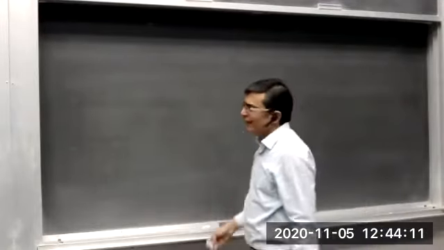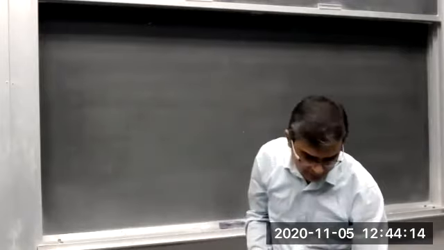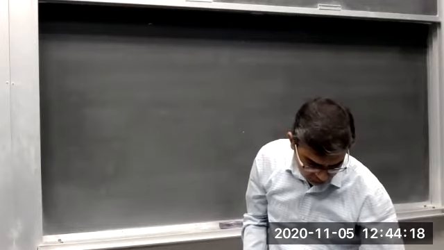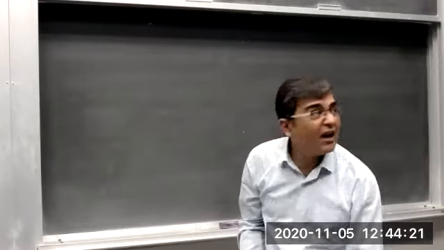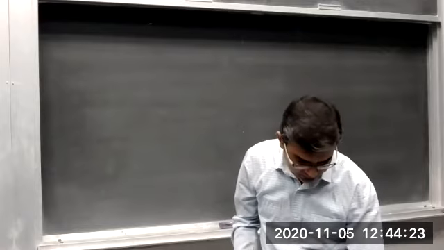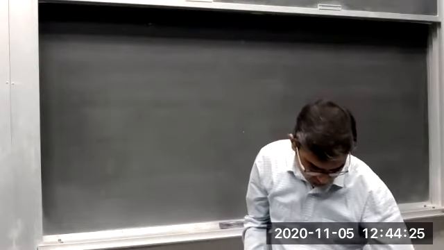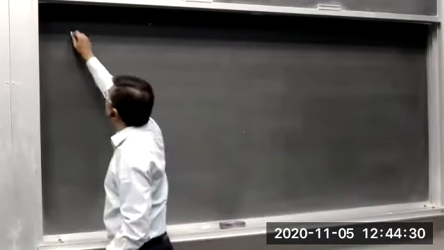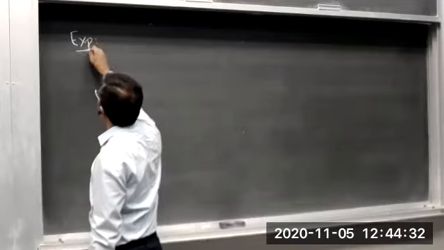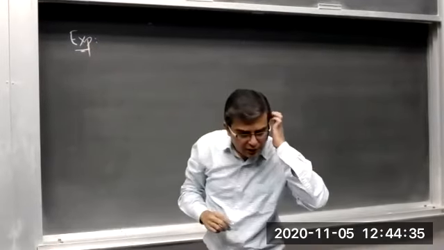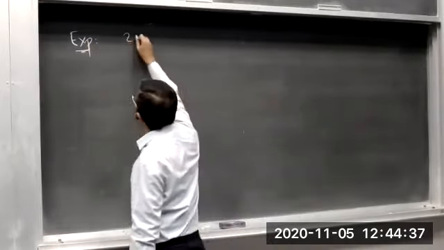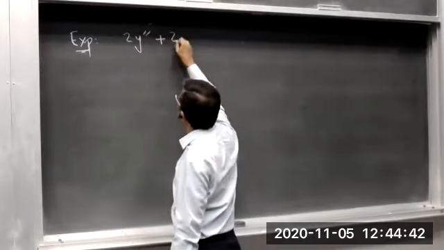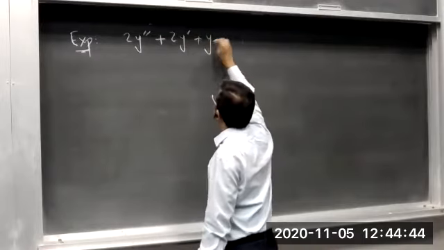Now, the third case, when the roots are complex. Let me have some example. Example 3, in which we have complex roots. Now, we need to solve this differential equation: 2y double dash plus 2y dash plus y equal to 0.